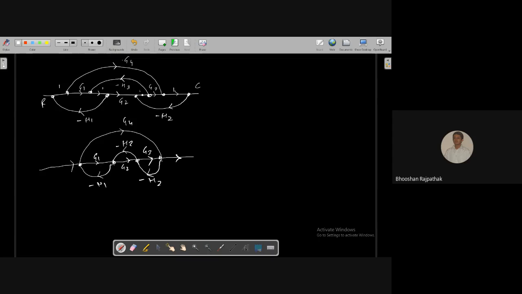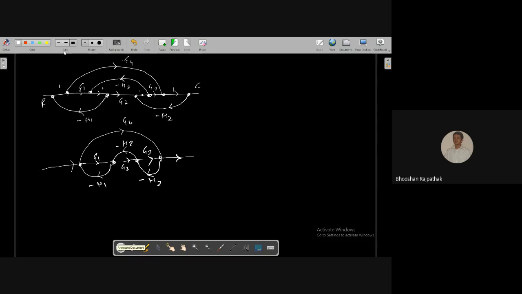The rule for simplification is: if in between two nodes there is a gain which is unity, then you can shift this node here. Okay, you can combine these two nodes if the gain between them is 1, and you can have a simplified graph, and then you start solving it. Okay, so that is one. You can simplify the signal flow graph.